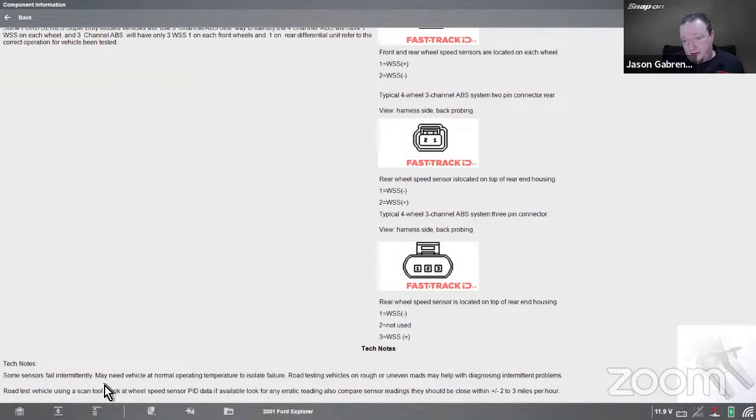Some sensors fail intermittently, and you may need the vehicle at normal operating temperature to isolate the failure because temperature can affect that as well. Road testing vehicles on rough, uneven roads may help with diagnosing intermittent problems. Road test a vehicle using a scan tool. Look at the wheel speed sensor PID data if available. Look for any erratic reading. Also compare sensor readings that should be close, within plus or minus 2 to 3 miles per hour. Good to know.